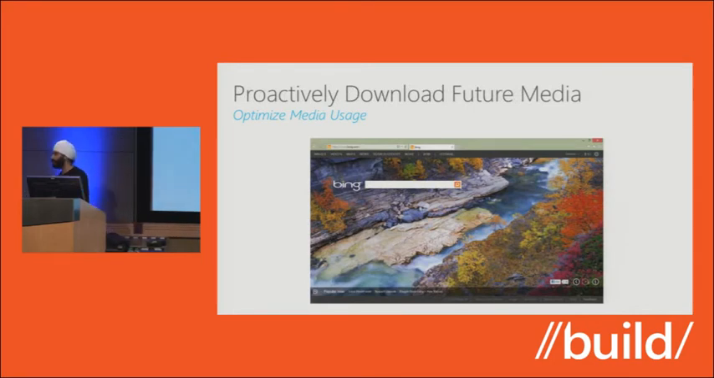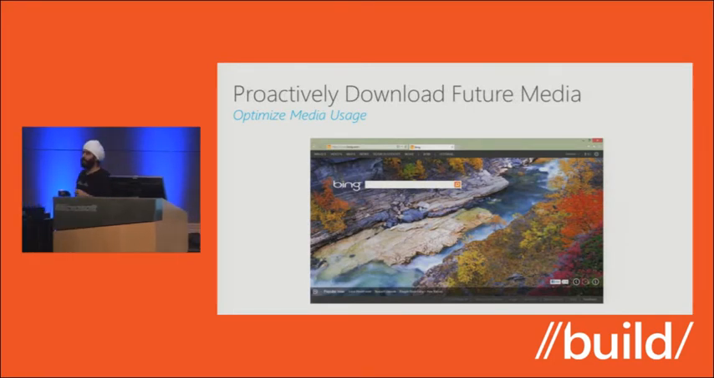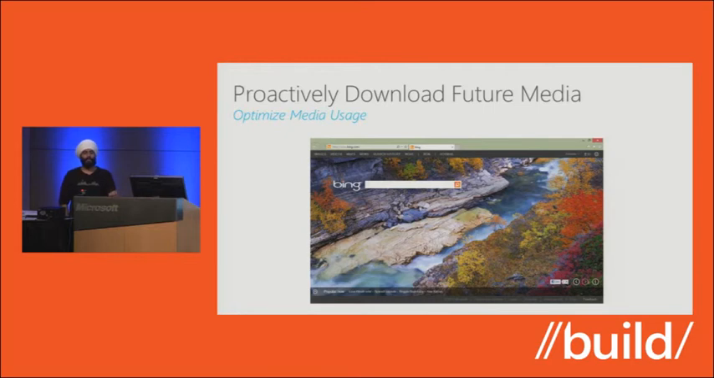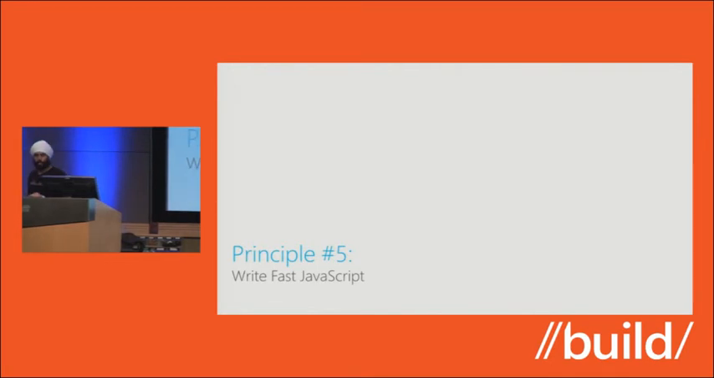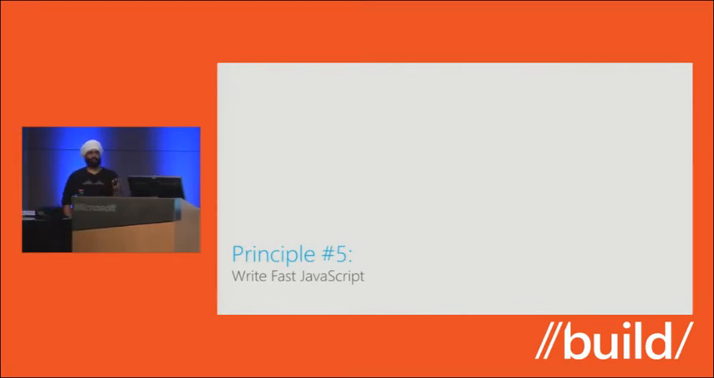In many cases, you're going to be using very rich media in your applications. Proactively download that media asynchronously. Download it, put it in your app cache or your temporary caches, so when the user does go to click a button, the media is instantly available. Okay, so principle number 5 is write fast JavaScript.